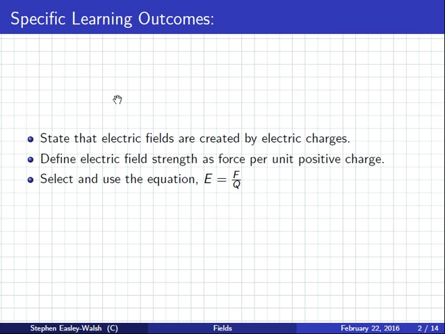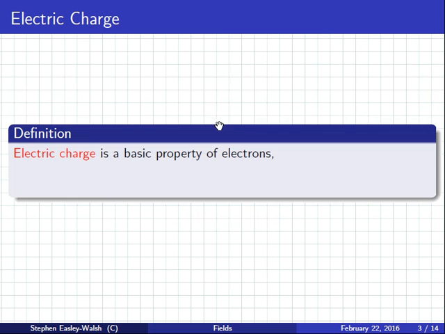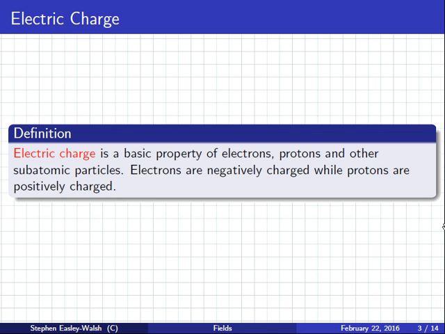So anyways, before we get to exactly what a field is, we just need to clear up some things first. I know you know this from chemistry and when we did electricity, but electric charge is something which is basic to electrons and protons and some other particles too, which we won't really look at. And electrons are negative and protons are positive. So you know this already, but at least make note of it again that electrons are negative and protons are positive.